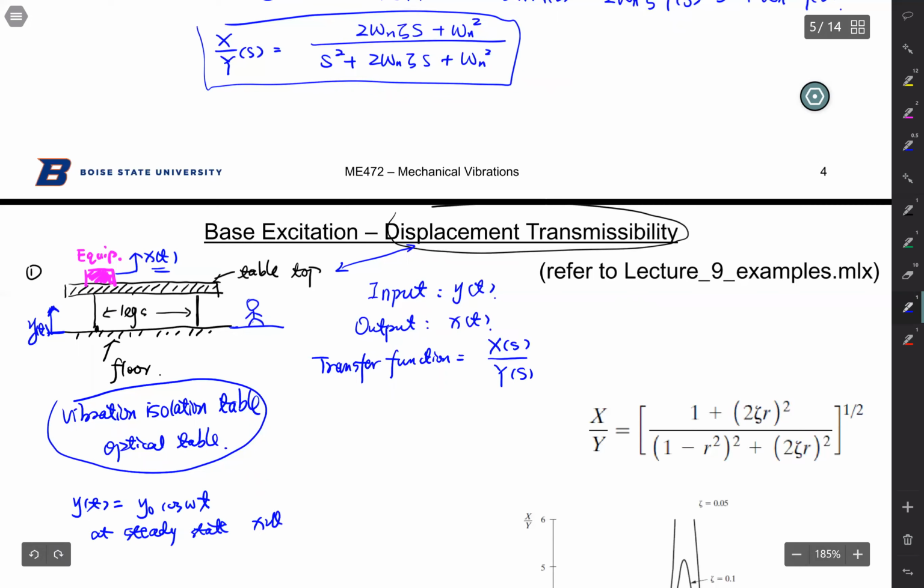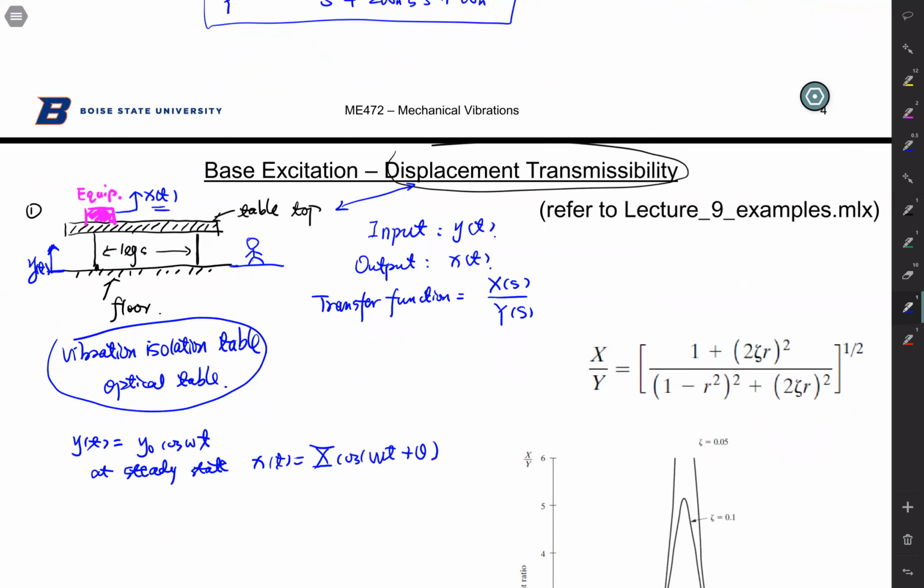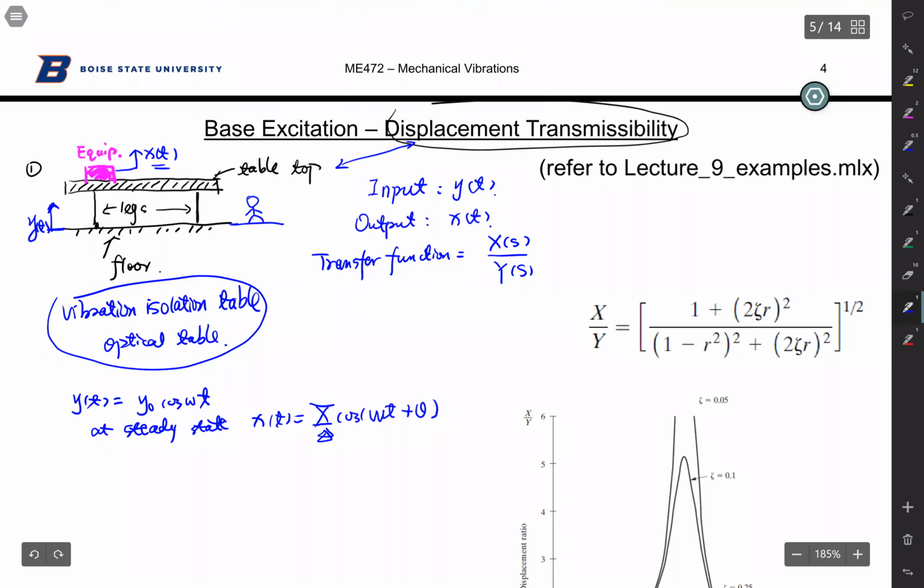Your x(t), therefore becomes big X cosine omega t plus the phase lag. We want to minimize amplitude, so that's why we only care about these big X. So big X only appears in the amplitude of your Bode plot. So that's why we want to find out X over y naught, right? The ratio of these two amplitudes equals the magnitude of the transfer function at omega j.